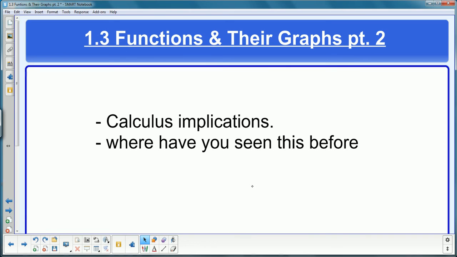Okay, so like I said, this has some calculus implications. You've seen this before, I talked about that a little bit at the beginning in terms of our slope of lines, and this is really where it's going to have a big application in calculus as well.